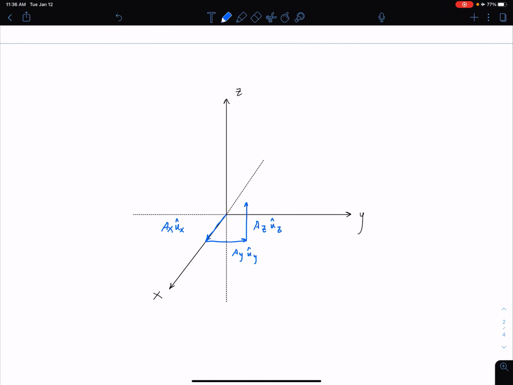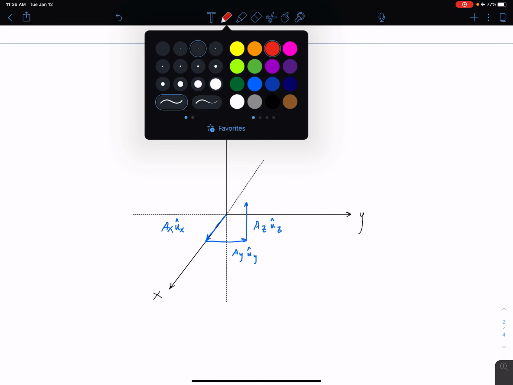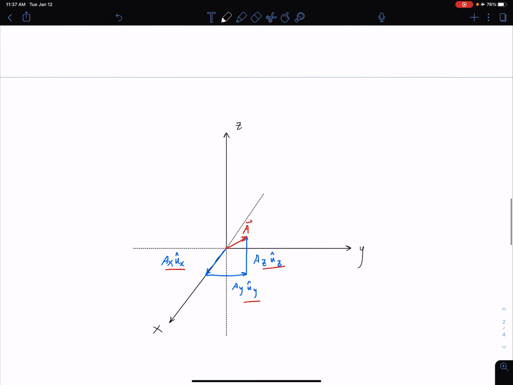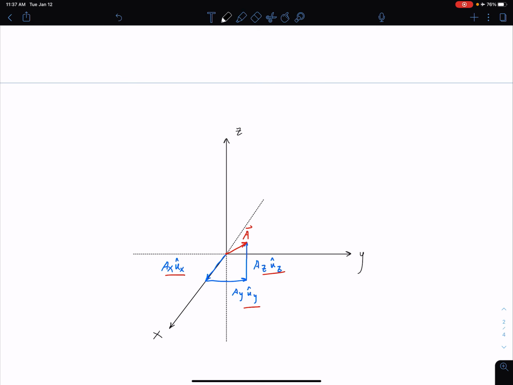Now if we put all three of these components together, and this is something we'll come back to in the following videos, if we drew our vector A, it would be from our origin to this point here. So we would have something that looks like this. But as we're going to see for several operations, it's going to be useful to be able to write these in terms of our component parts. That's true for our Cartesian coordinates as well as other coordinate systems that we're going to look at later. But basically we've broken it into x, y, and z directions.